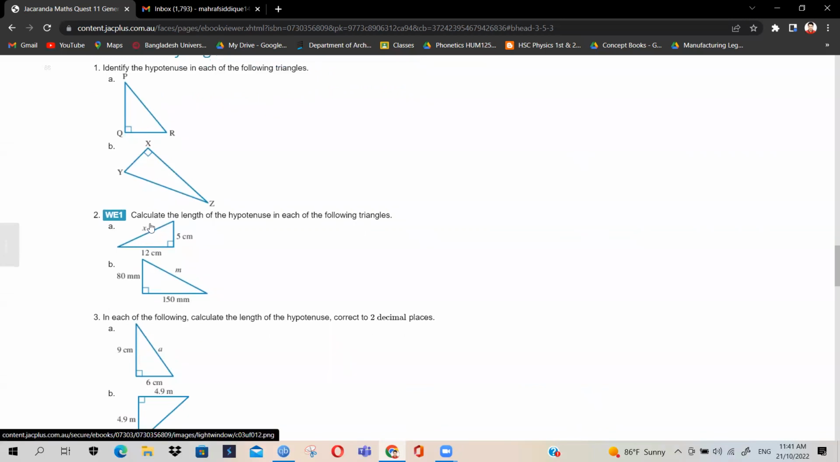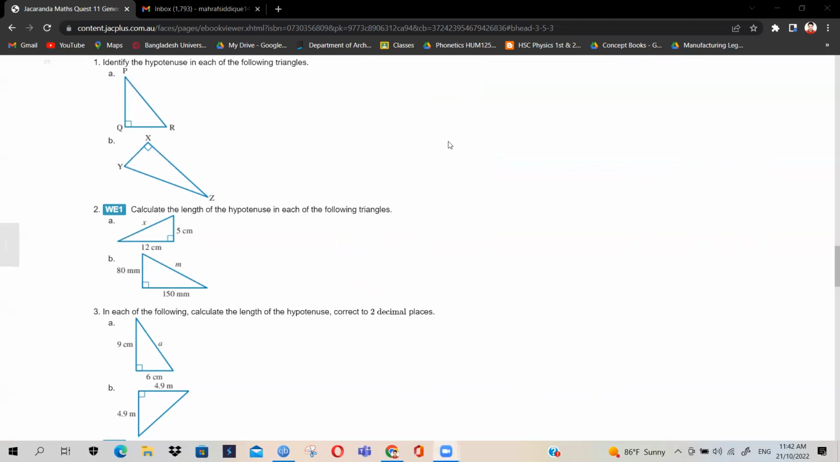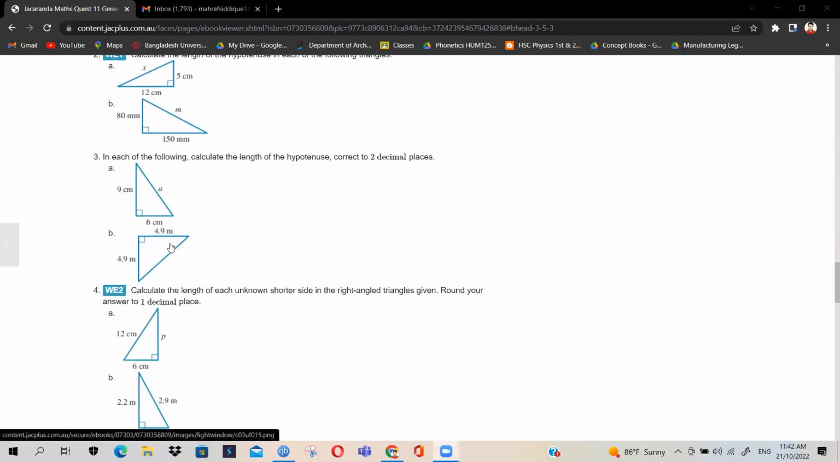Now, what will be the answer for this? The answer will be 13, because it's a well-known fact that if the two sides of a right angle triangle are 5 and 12, then the hypotenuse will be 13. Some triads go like 6, 8, and 10, which is another triad, and also 3, 4, 5. So these are a few triads. All right, this is pretty easy. I'm not going into them.